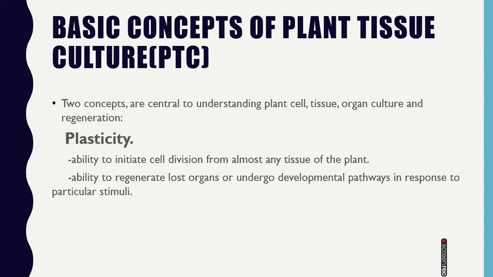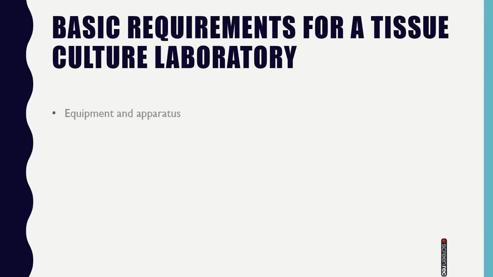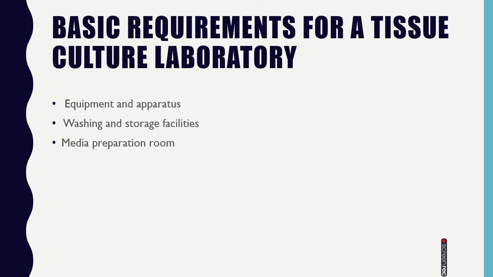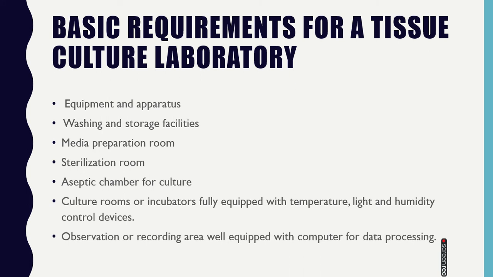Now we have completed the introduction and the history of plant tissue culture. We will continue with our basic requirements. The basic requirements for a tissue culture laboratory are equipment and apparatus, washing and storage facilities, a media preparation room, a sterilization room, an aseptic chamber, and a few culture rooms or incubators fully equipped with temperature, light and humidity control devices. There should also be an observation or recording area well equipped with a computer for data processing.